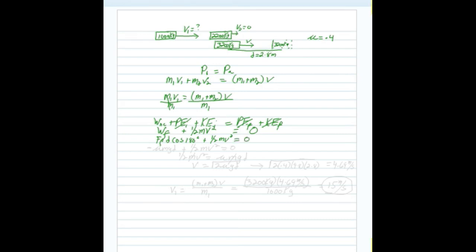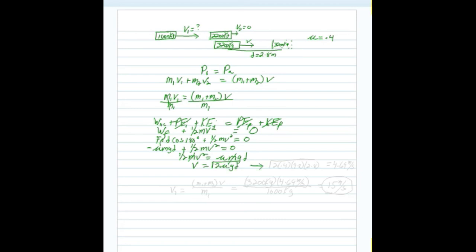Now, since it's on a flat surface, frictional force is equal to mu times the weight of the cars, rather. So I have mu m g d, and then cosine of 180 is -1, so I'm just going to put that in the front, and then plus 1/2 mv squared equals 0. So I'm going to bring mu m g d over to the other side. 1/2 mv squared equals mu m g d. The m's will cancel. I can solve for that v by multiplying by 2 and taking the square root. So v is going to be the square root of 2 mu g d.